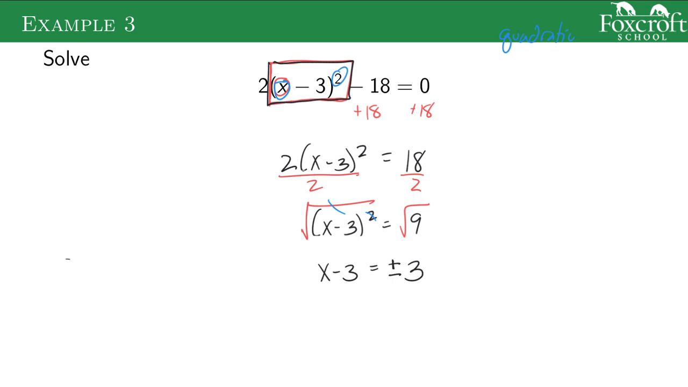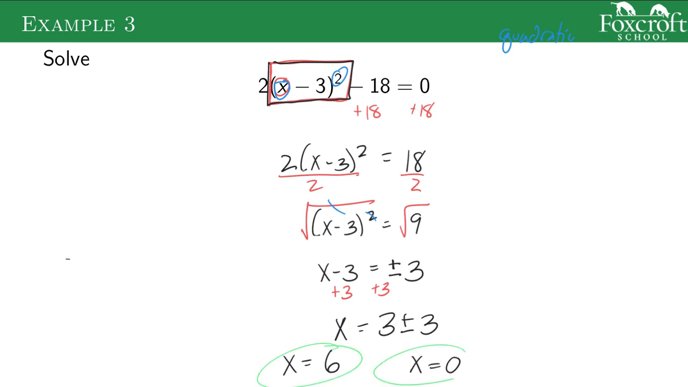And now I want to add 3. I'm trying to get the x all by itself. So now x is all by itself. This is not going to turn into plus or minus 6 because right now I don't know if this 3 is positive or negative. So I'm just going to keep them separate for now. But this ends up giving me two answers. I could do 3 plus 3 is 6. I could do 3 minus 3 is 0. And that gives me two answers.